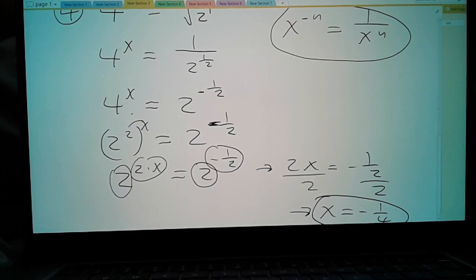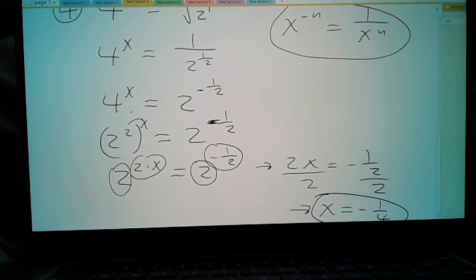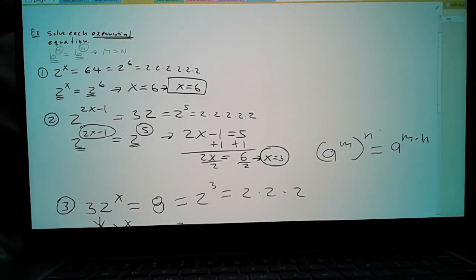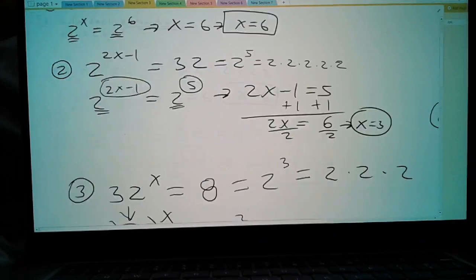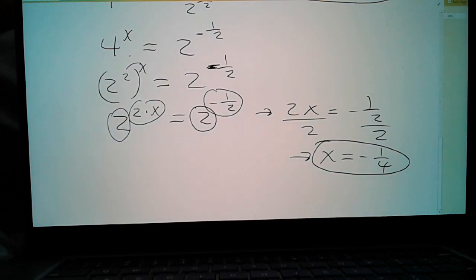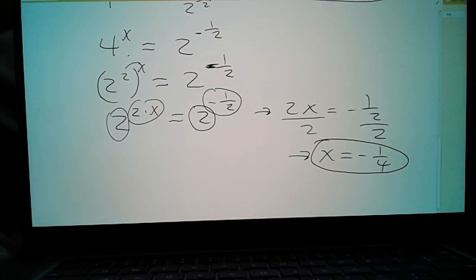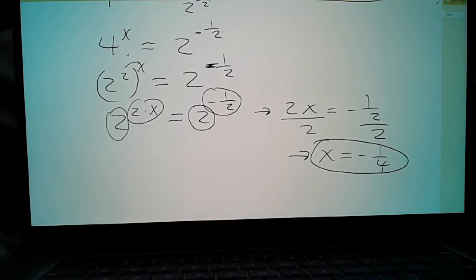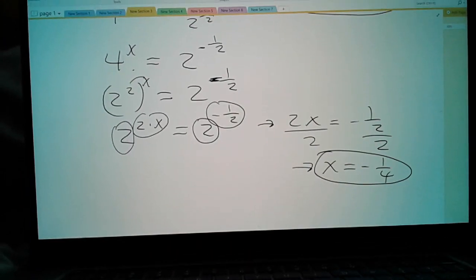So it's not always easy to write them in the same form, to get it in this form here, b to the n equals b to the n. You're going to see in the next couple of examples that sometimes it's more tricky. So we actually have to get creative with it a little bit more. Let me show you what I'm talking about.